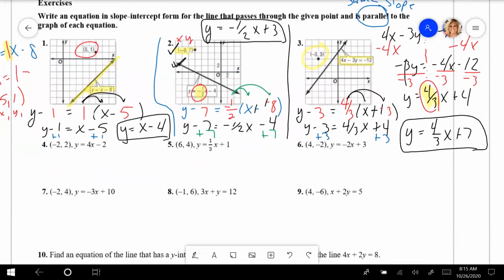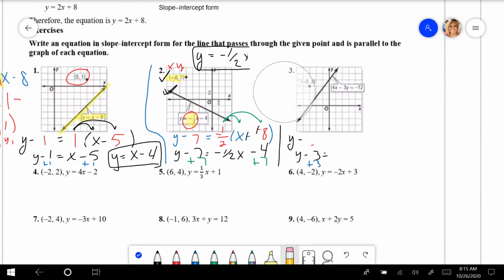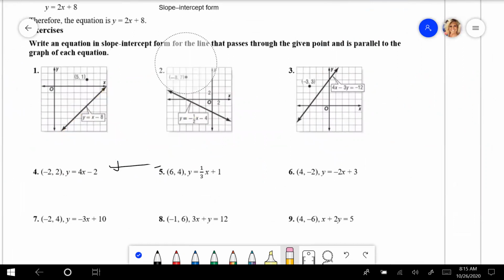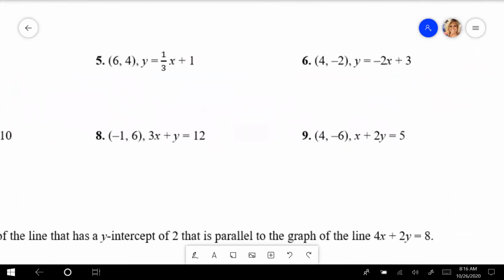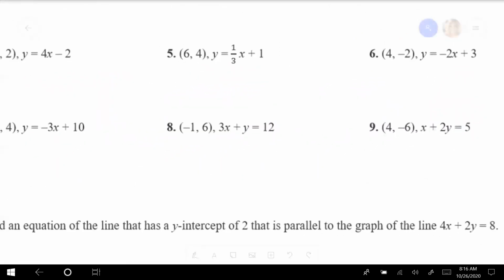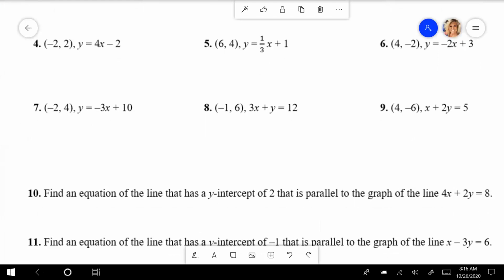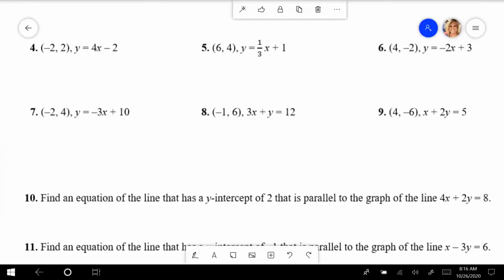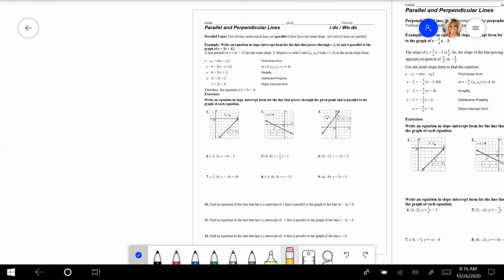It didn't give us much room to do some of these, but this next row shouldn't be too bad. Let me erase my board. Get some of the distraction out of the way. Why don't you take a minute and pause the video, and try to do 4, 5, and 6. So right here, I need you to try and do 4, 5, and 6.